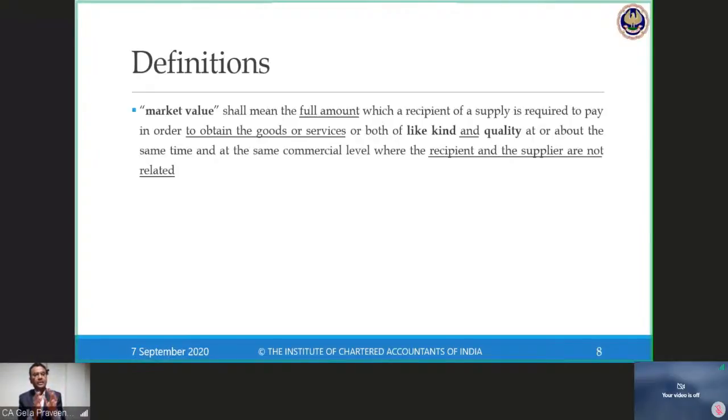When we look into market value, it means the full amount which a recipient of supply is required to pay. Look at the term required to pay. So if I am supposed to pay 25,000 in that example, in order to obtain the goods or services, to procure the goods or services of like kind and quality, what they're saying is, like kind is equivalent kind and quality, at or about the same time and same commercial level. When this open market value is not available, like kind and like quality is something which you bring in from the determination of value rules for the purpose of assessment. We will understand a little later when we get into the definitions.